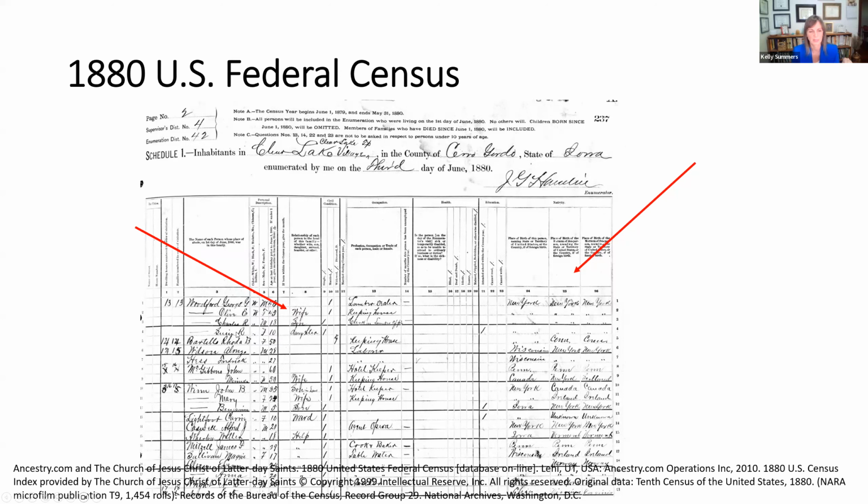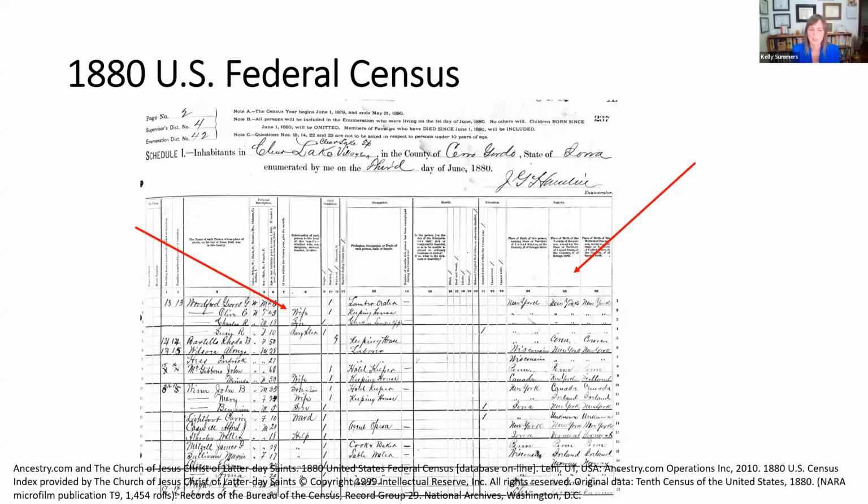Next, we have Charles R., who is 18, and it clearly says he is a son. He is single, where his parents are married. And his occupation, and again, ditto marks for where he was born and his parents. Next, we have Susie, who is 10, and a daughter. And again, similar information.